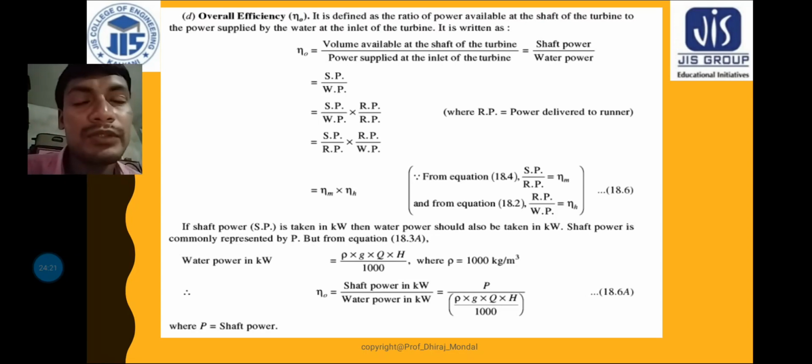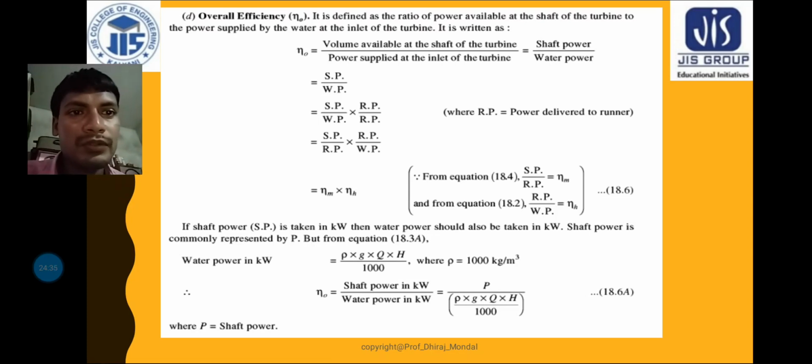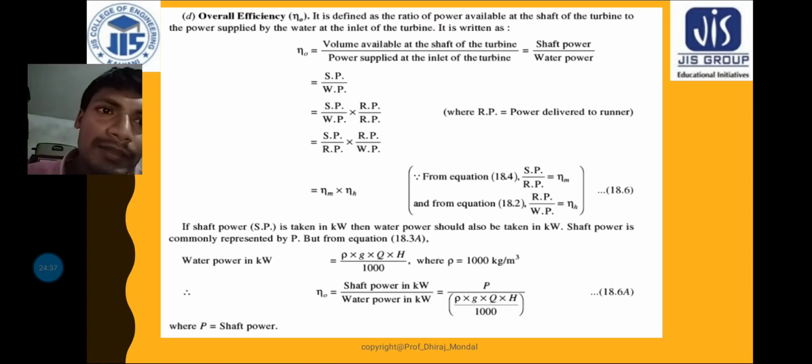You know that W is equal to M into G, so mass flow rate into G. Mass flow rate is equal to rho A V, and A into V is what? Discharge, area into velocity. So mass flow rate is equal to rho A V, and rho A V is equal to rho Q. So rho Q is the mass flow rate and G is the gravitational constant, and it is equal to m g h. So H is what? Head, total head, net head.